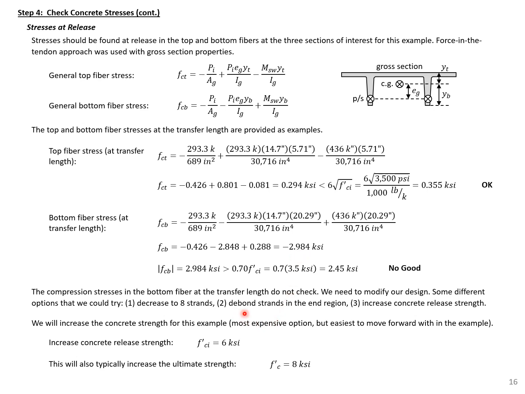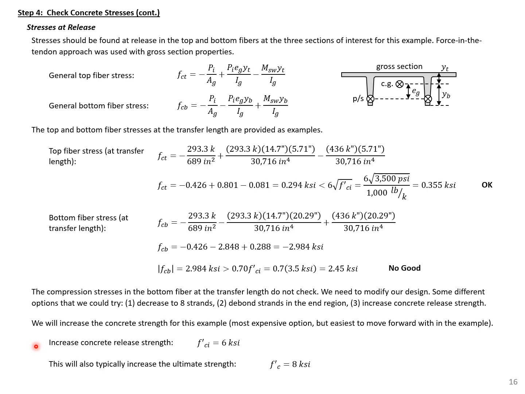We could try debonding some of the strands in the end region. If we debond, we're also decreasing the force in the strands at the transfer length, so we decrease the compression here as well. Or we can try increasing our concrete release strength, and doing this would increase the stress limits here. So we're going to try increasing our concrete strength. It's the most expensive option, but it'll be the easiest option for us to work with in this example.